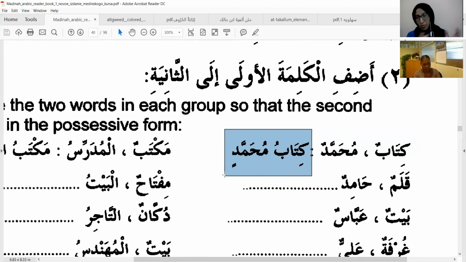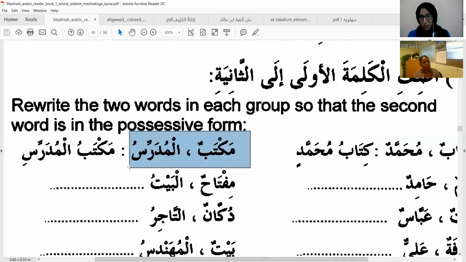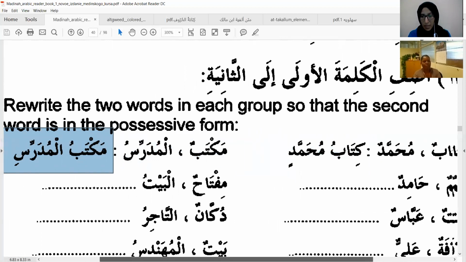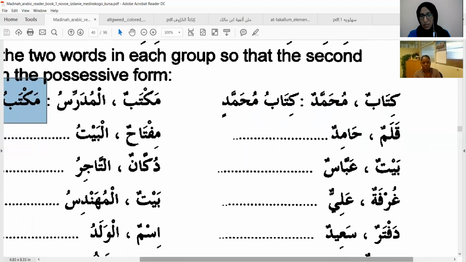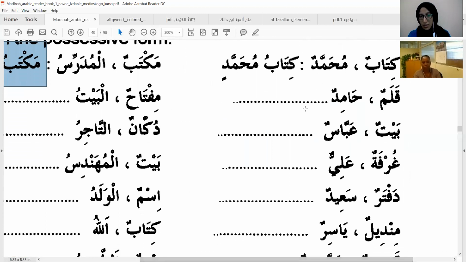It means the book of Muhammad, or Muhammad's book. They gave you two examples. You have مكتب المدرس, which means the teacher's desk. Then you have just the words, and you need to put them together: قلم حامد.